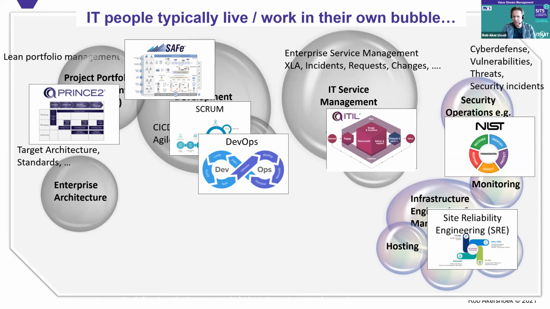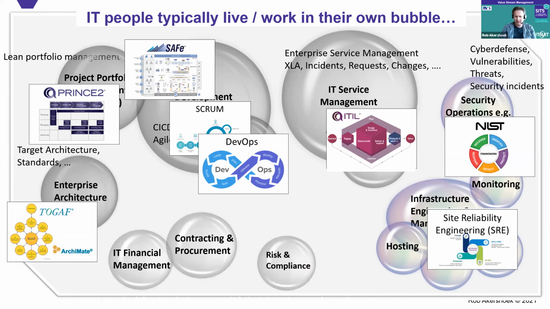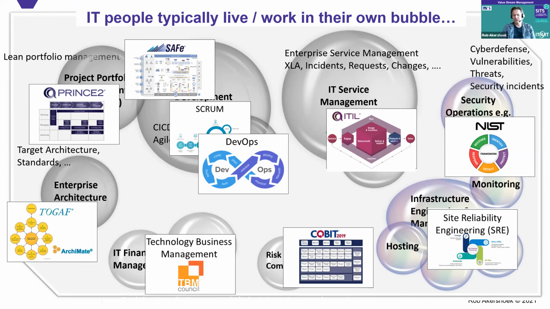Enterprise architecture, similarly, works on their own systems and tools, and they might have TOGAF or ArchiMate as a model. And then you have the supporting bubbles like finance, contracting, risk management, and they might use different frameworks, COBIT, or for finance, we use technology business management. It is still the reality in many organizations today that each of these implements the components, the practices, the tools, and the data, but end to end, it doesn't work very well.